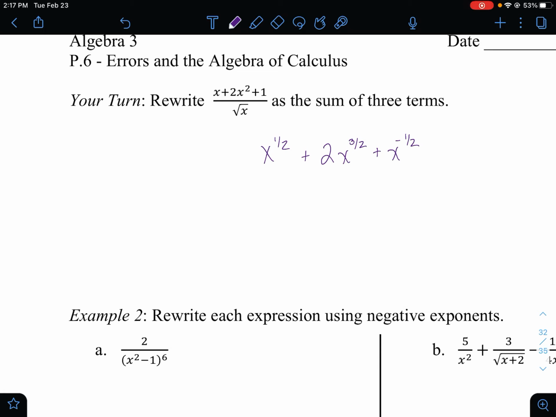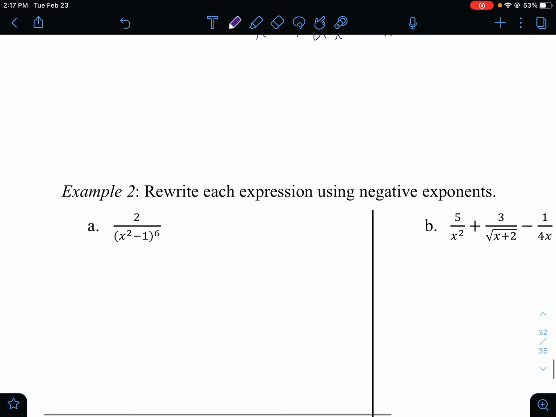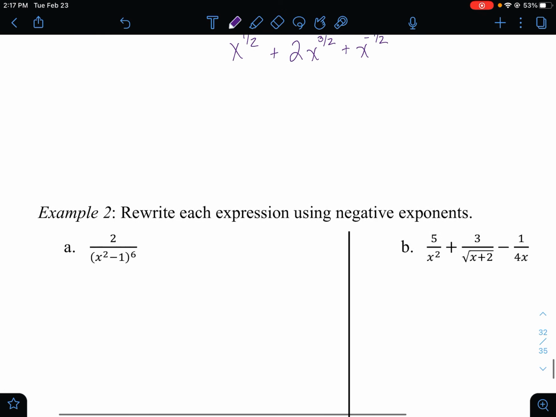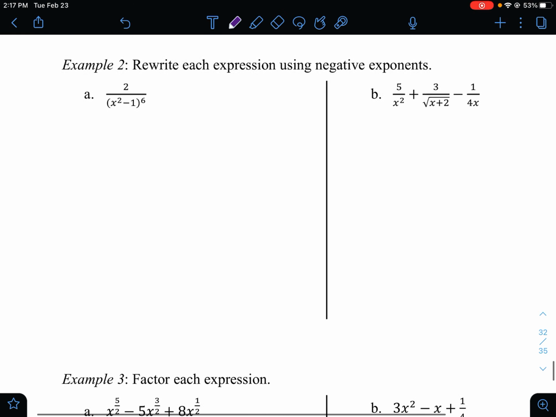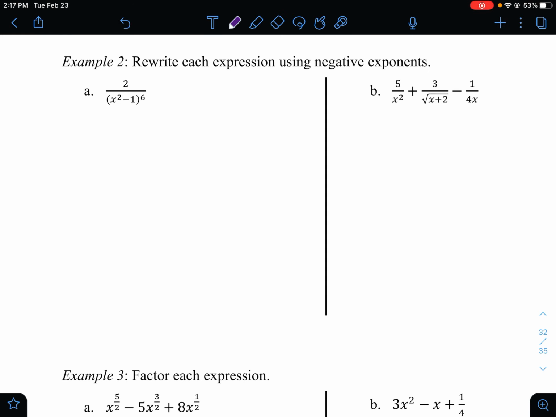And last but not least, we've already sort of did it in the last problem, but there's 2 more. We're going to rewrite each expression using negative exponents. So down here's my exponent. It's positive in the denominator. So all I'm going to do is move that expression to the numerator, but when I do that, it becomes a negative 6. And that one's done.